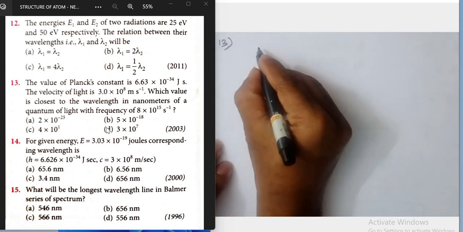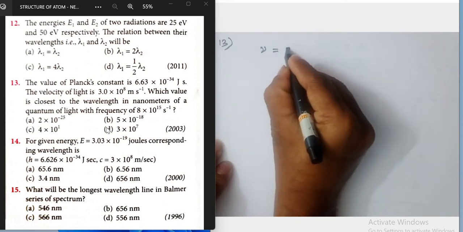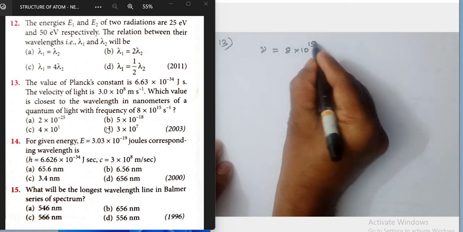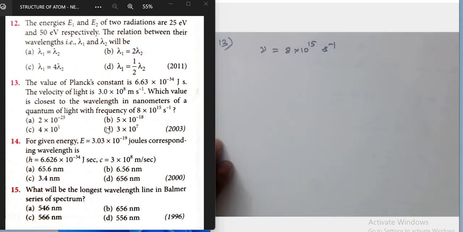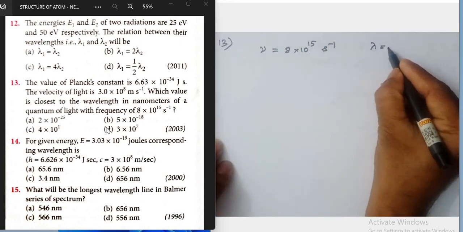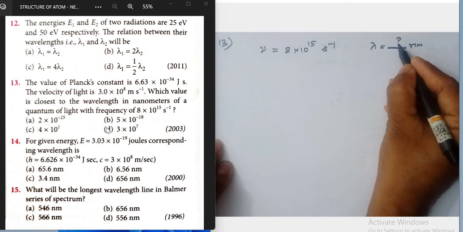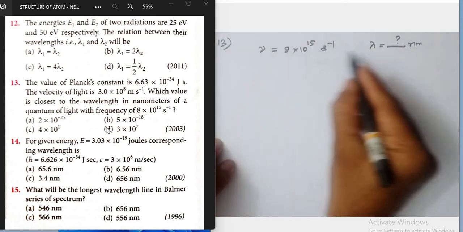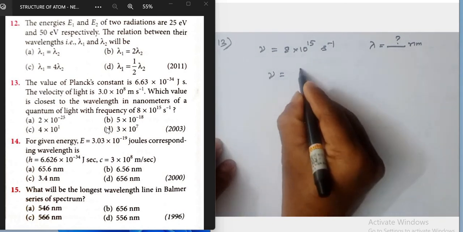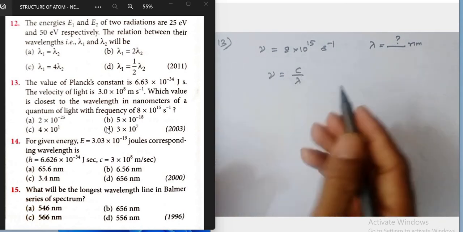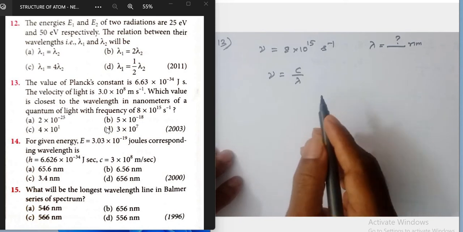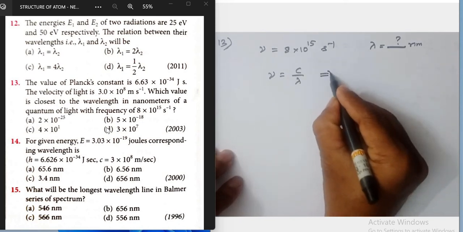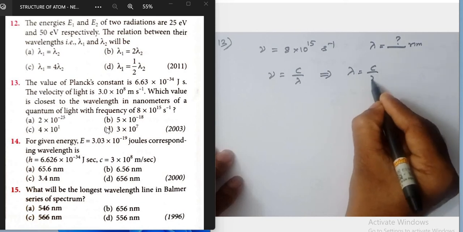The frequency given is 8 into 10 to the power 15 second inverse. We need to calculate the corresponding wavelength in nanometer. How to get the value? You know the relation between nu and lambda. Nu is equal to c by lambda. So we are using the same formula again and again. From this, lambda is equal to c by nu.